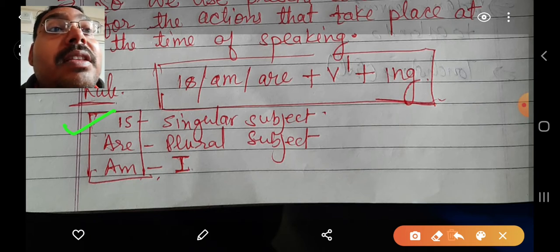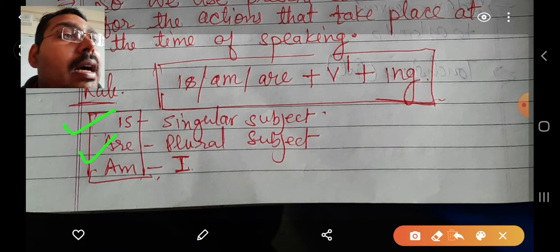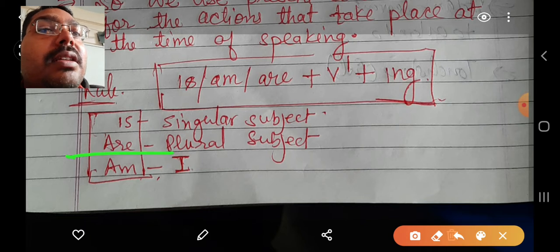And we use are with the plural subjects. What are the plural subjects? Plural subjects are more than one. For example, boys, girls, students, isn't it? And sometimes we add two people like Raman and Mukesh, then they become more than one. Then we use are with them. You understand? For plural subjects we use are, and for singular subjects we use is.